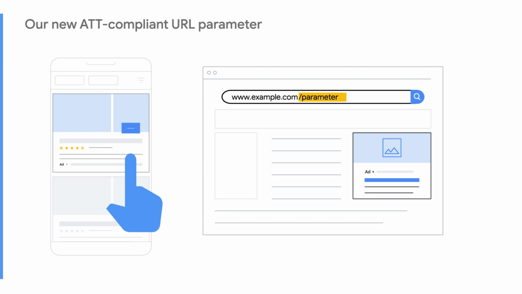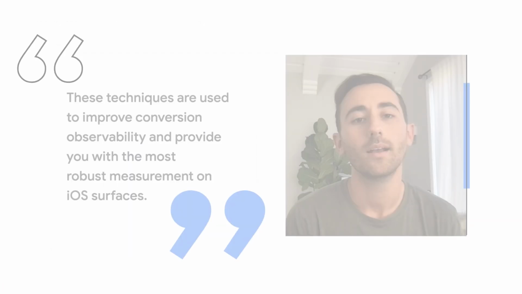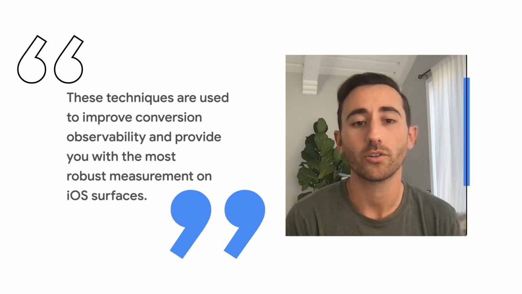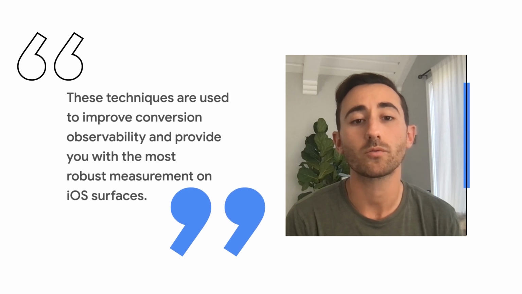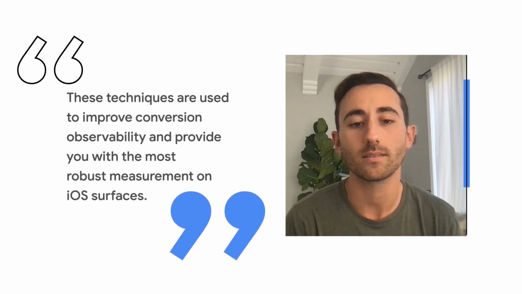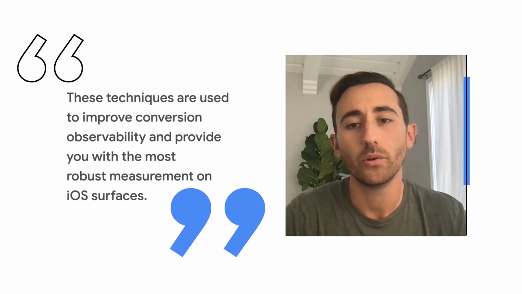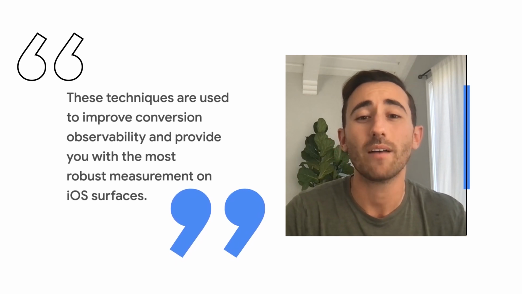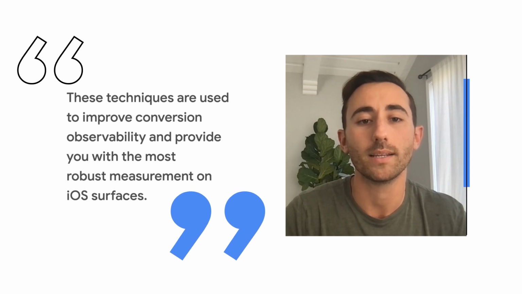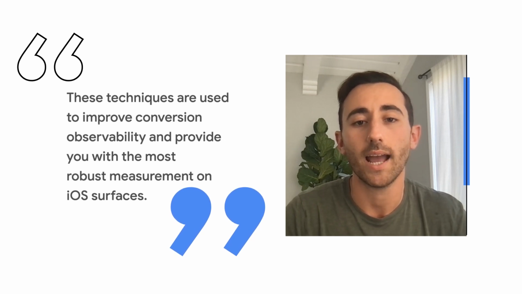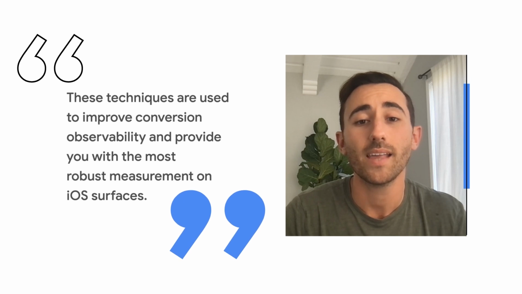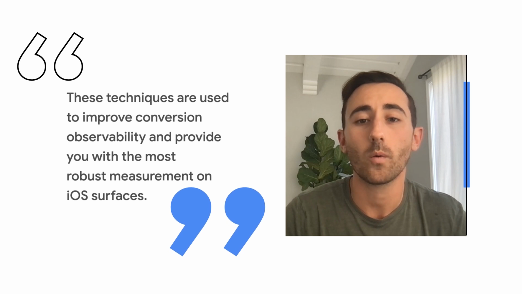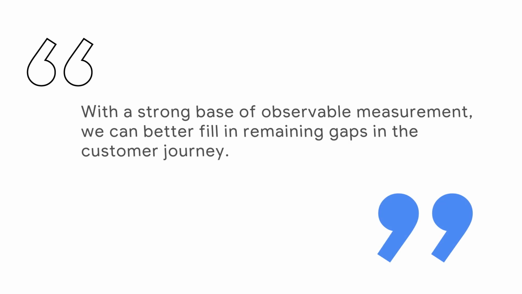An example of such a parameter could be a campaign ID, which represents a group of users that took action in a given campaign. These techniques are used to improve conversion observability and provide you with the most robust measurement on iOS surfaces. To enable the new URL parameter, please ensure you have a first-party tag properly implemented on your site, like the global site tag or Google Tag Manager, and that your website can accept arbitrary URL parameters. Please consult with your webmaster and our help center for more information.